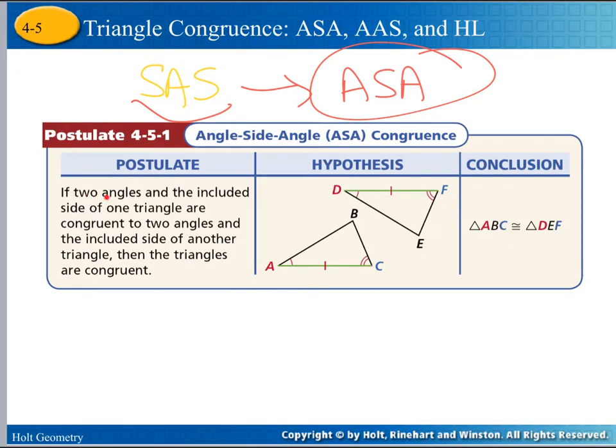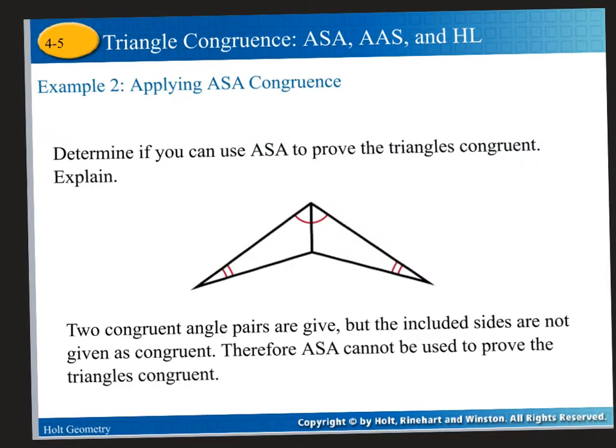So if the two angles and the included side of one triangle are congruent to the two angles and the included side of another triangle, that's enough information to say that the entire triangle is exactly the same size as the other one. They are congruent. So how would we use this information to show that two triangles are congruent?